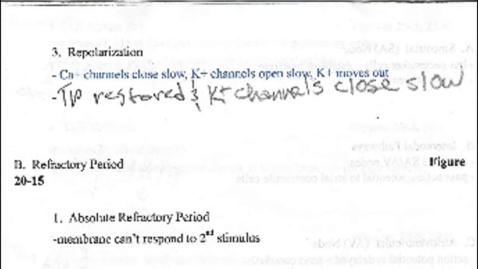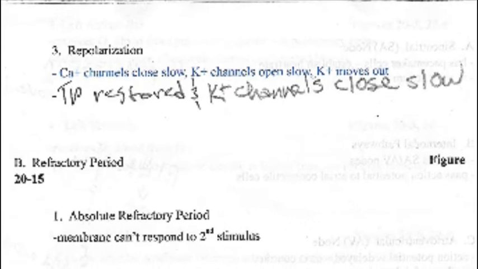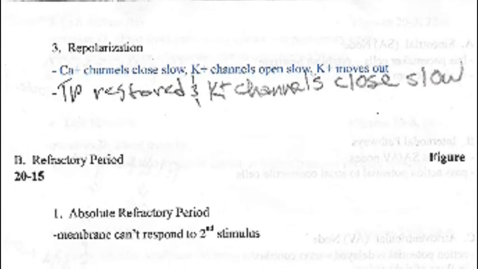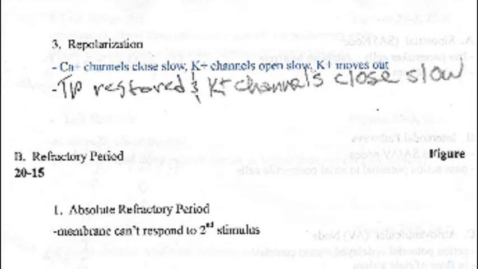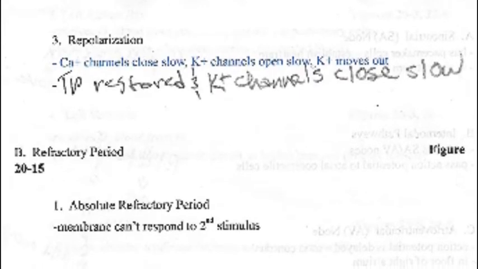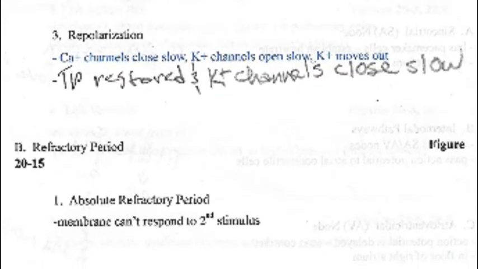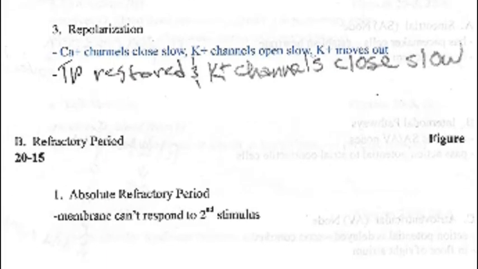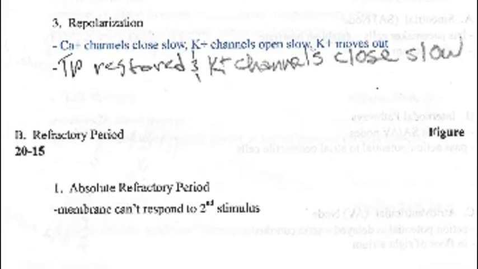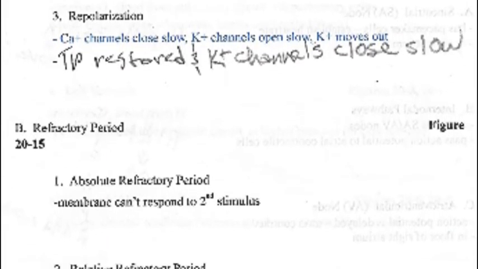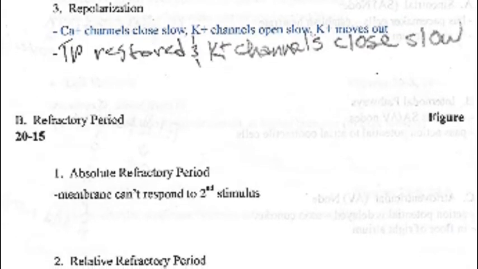Repolarization. Calcium channels close slow, potassium channels open slow, and potassium moves out. Also in repolarization, the transmembrane potential is restored and potassium channels close slow.